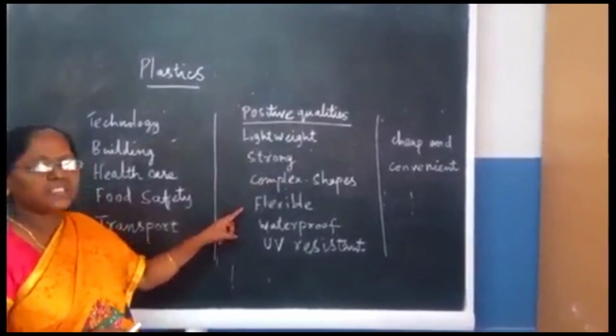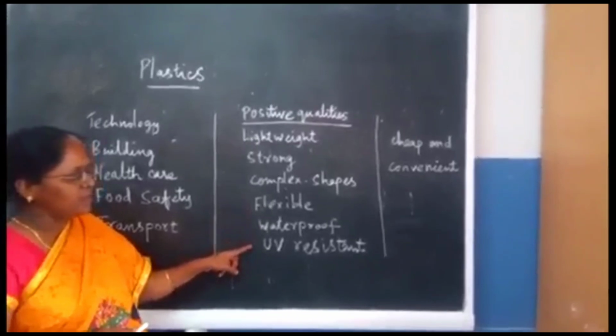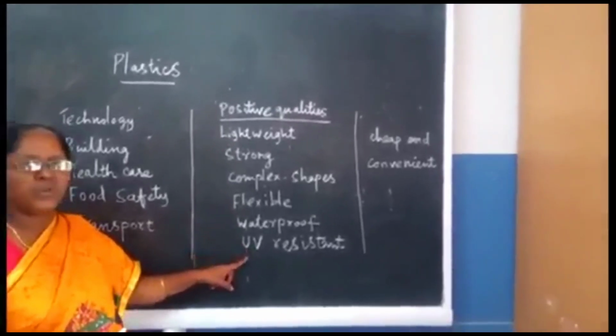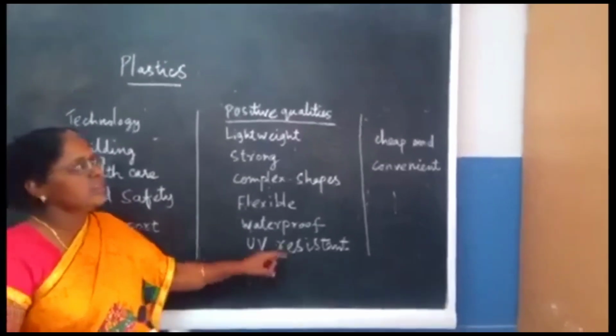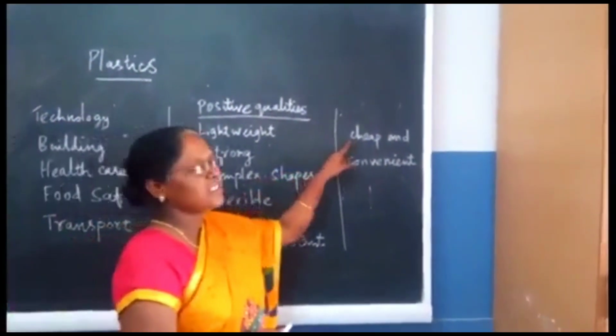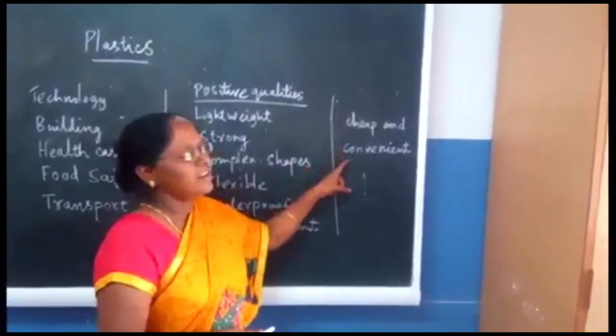Next, plastics are also flexible, waterproof and UV resistant. UV means ultraviolet resistant. Next one, plastics are very cheap. Plastics are cheap and convenient.